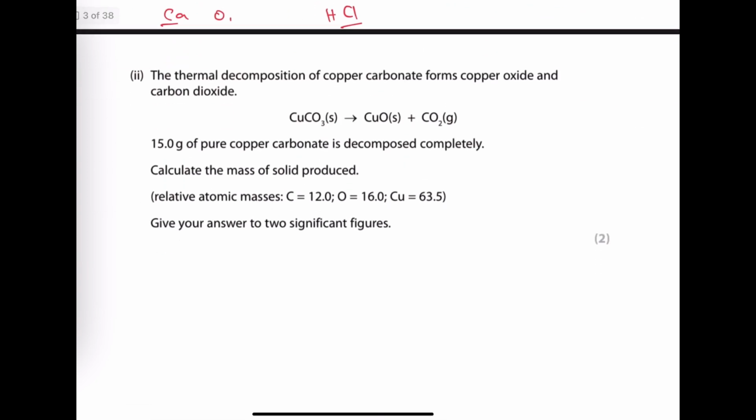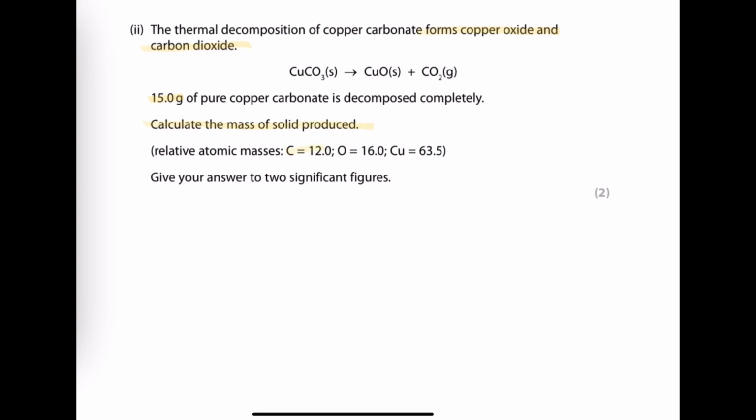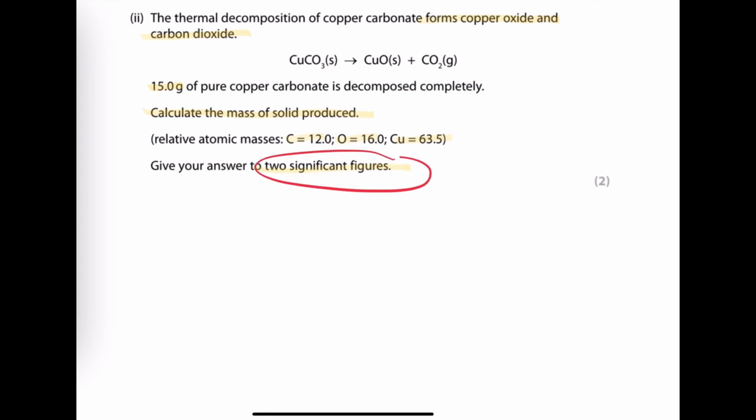The thermal decomposition of copper carbonate forms copper oxide and carbon dioxide. 15 grams of pure copper carbonate is decomposed completely. Calculate the mass of the solid produced. Ar of C is 12, O is 16, and Cu is 63.5. Give your answer to 2 significant figures. This is really important. Lots of people end up forgetting this. That means losing a mark.